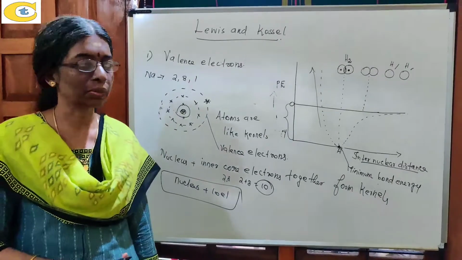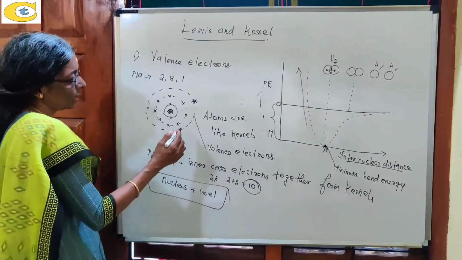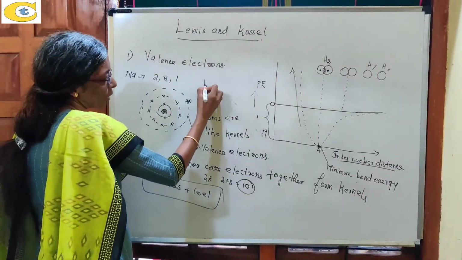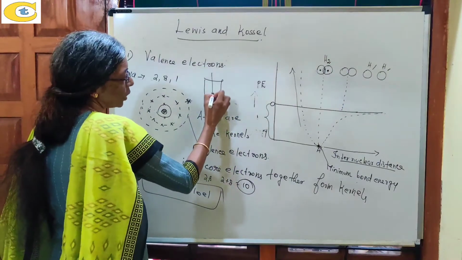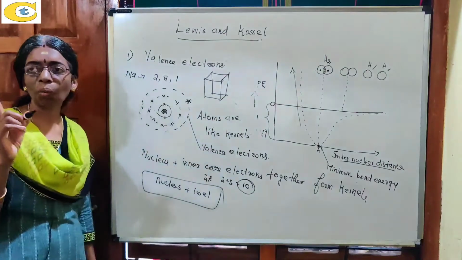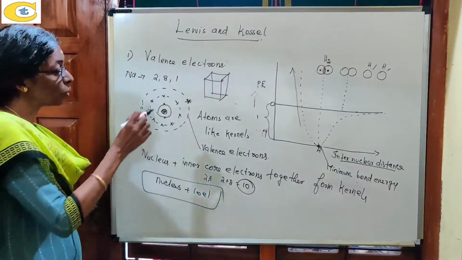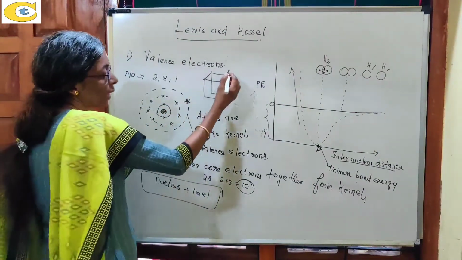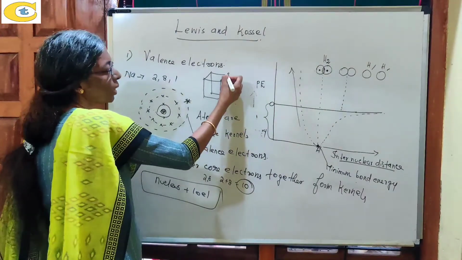So what they assume is that the atom is like a cube. Suppose we study it in the solid state as a cube. Here, how many valence electrons are there? Only 1 valence electron. This 1 valence electron occupies any one corner of the cube.